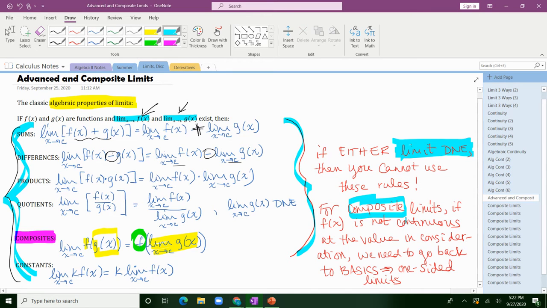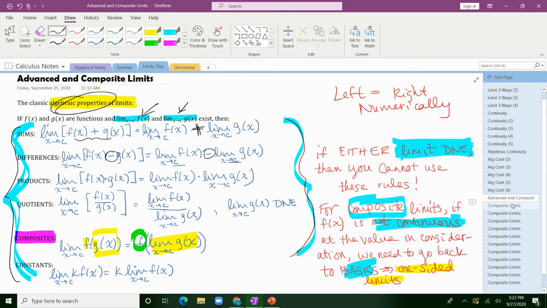So the main thing we're going to be doing today is, for composites especially, if one of those limits does not exist, mainly because the function isn't continuous, like if there's a piecewise function or a jump discontinuity, then we're going to have to go back to basics. And back to basics means, how did we first start defining limits? We defined limits with one-sided limits, meaning if the limit from the left equaled the limit from the right, then the overall limit was the same. And another way that we started with limits is numerically, where we plugged in values really close and saw what the y value approached. That's going to be our main toolbox whenever these nice algebraic properties don't work.